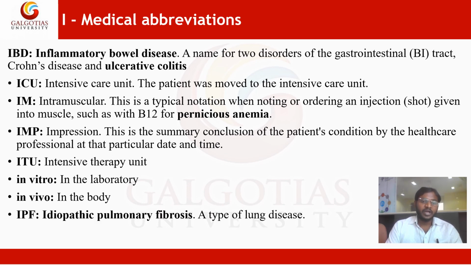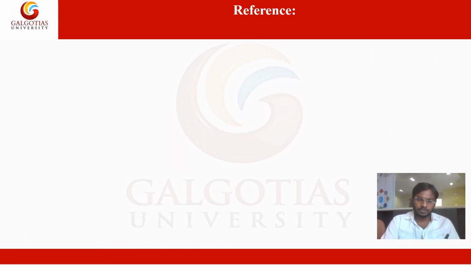IPF, idiopathic pulmonary fibrosis, a type of lung disease. And IU, international units, for some of the parameters in the blood or biological parameters, like chlorides, calcium, you have to mention IU, international units, like how we go for cubic mm or centimeter. In the same way you have to write international unit, IU.